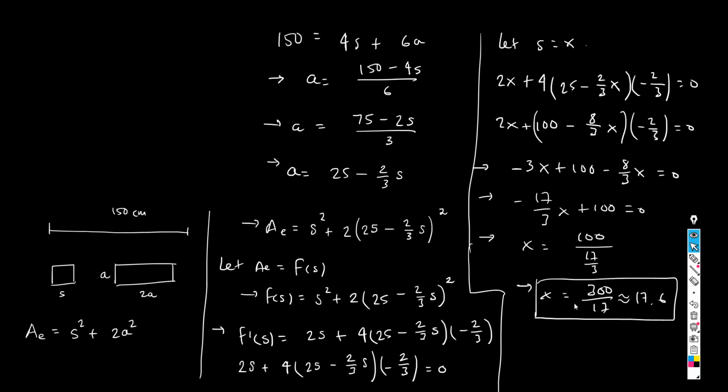So basically, if we revert back to the S notation, the correct solution is this: 300 over 17, which is about 17.6. And if you do the same process as before, you will find out that this is a minimum value. And that should be the minimum S.